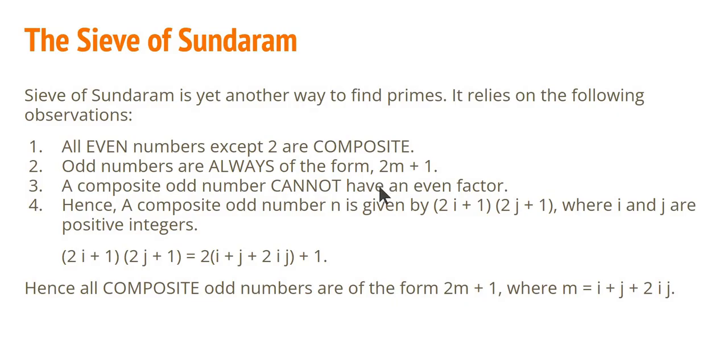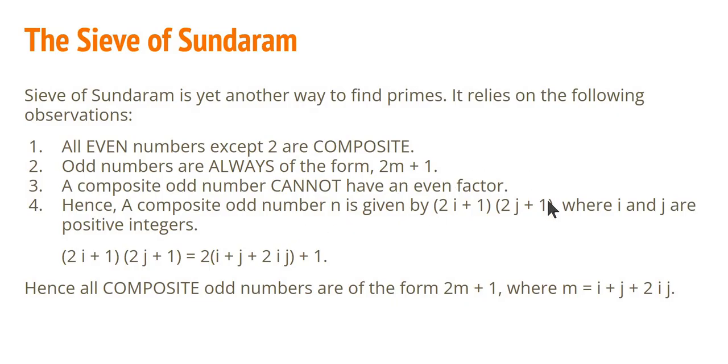An odd number can be composite, or it can be prime. However, a composite odd number cannot have an even factor, because if it had, then the number would have been an even number. So with this observation made, a composite odd number n is given by (2i plus 1) times (2j plus 1), where i and j are two positive integers.